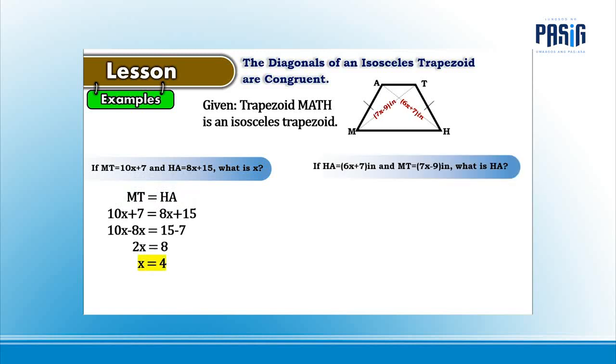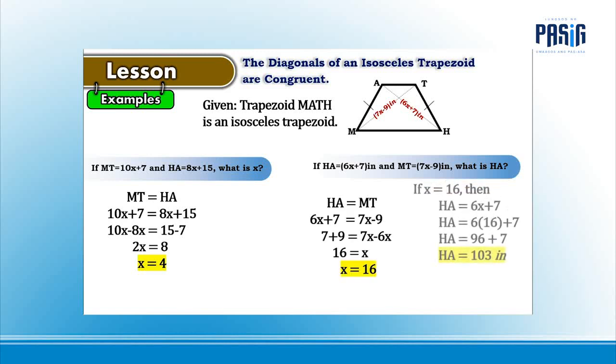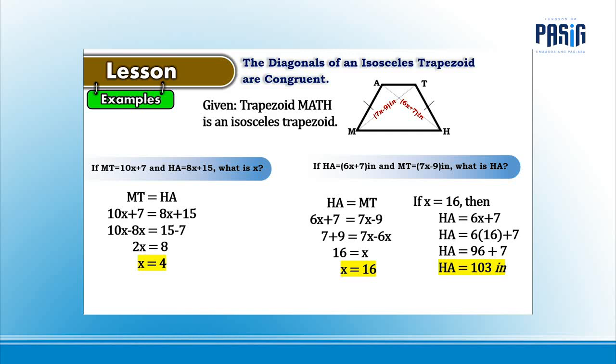Problem number 2. If HA is equal to 6x plus 7 inches and MT is equal to 7x minus 9 inches, what is the exact measure of HA? In solving for x, x is equal to 16. Since HA is equal to 6x plus 7, we can have HA is equal to 6 multiplied to 16 plus 7, and we can obtain the length of HA, which is equal to 103 inches.